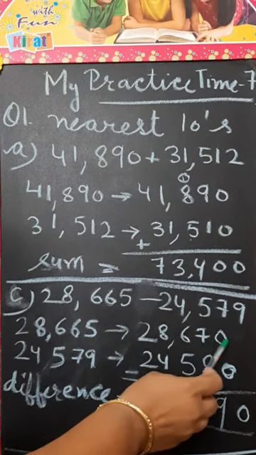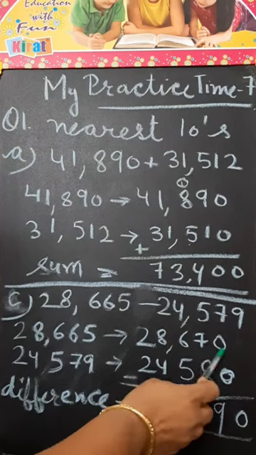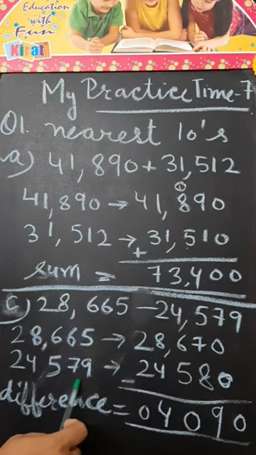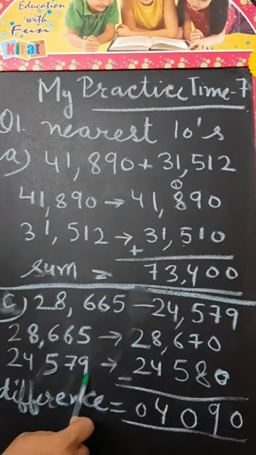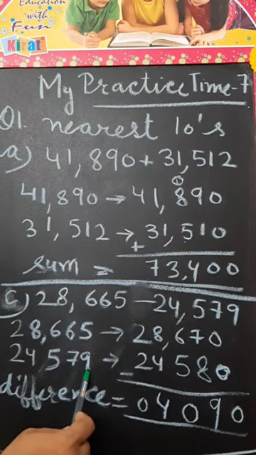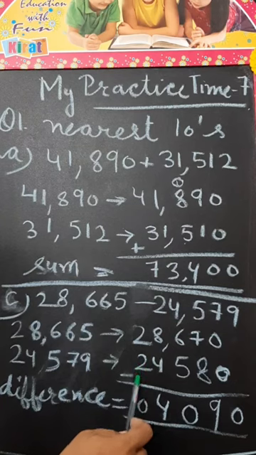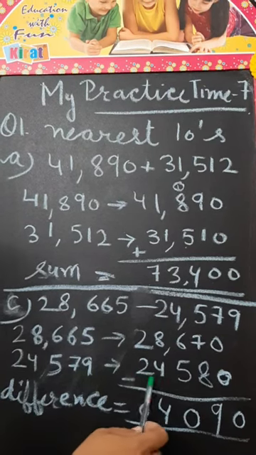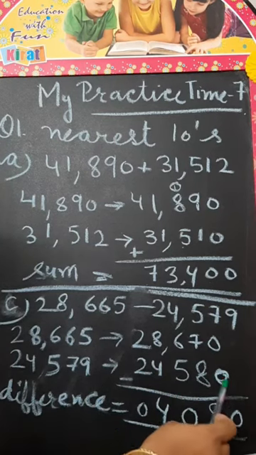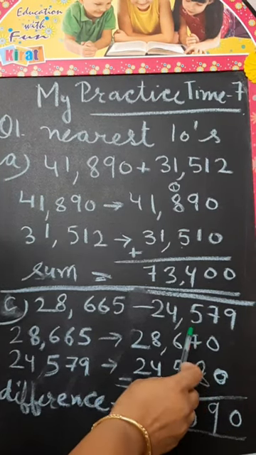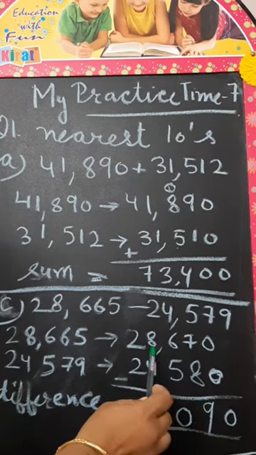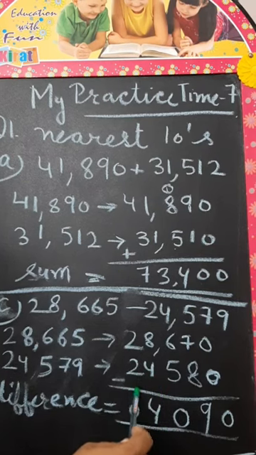So the next number is 24,579. Here see, the number at the ones place is 9 and it is more than 5, so the tens digit becomes 8 and the ones place becomes 0. So this rounding off gives 24,580. Now we have to take out the difference. 0 minus 0 is 0, then 6 becomes 16, 7. We will borrow here, 17 minus 8 is 9. Now 5 minus 5 is 0, 8 minus 4 is 4, and 2 minus 2 is 0.